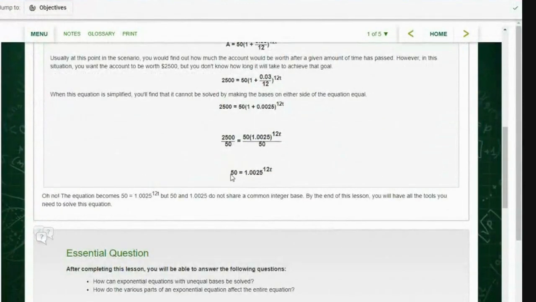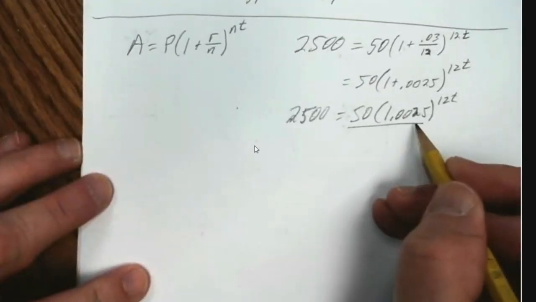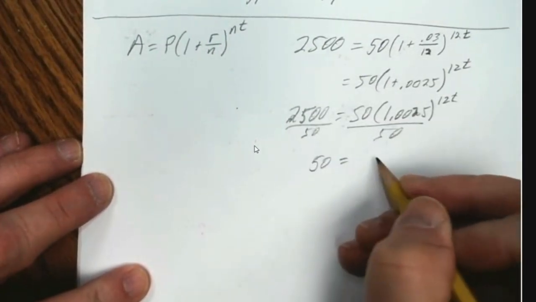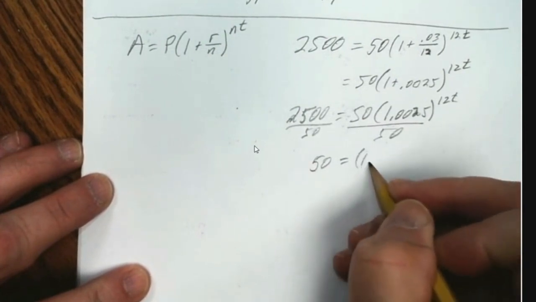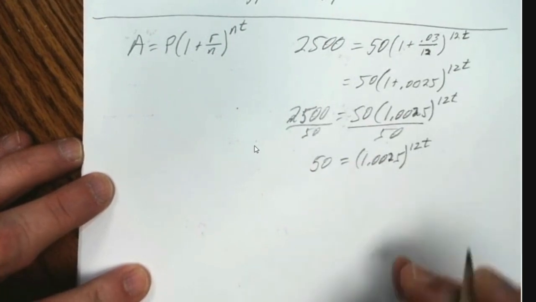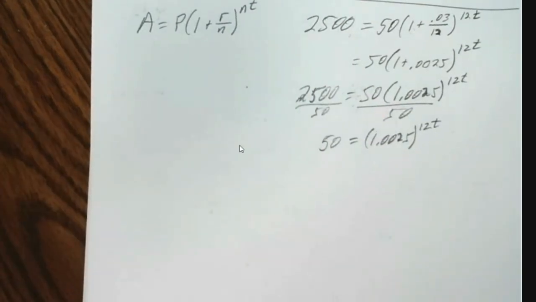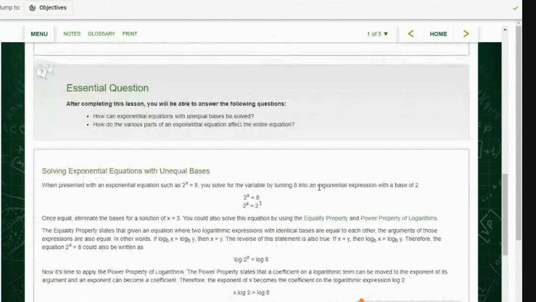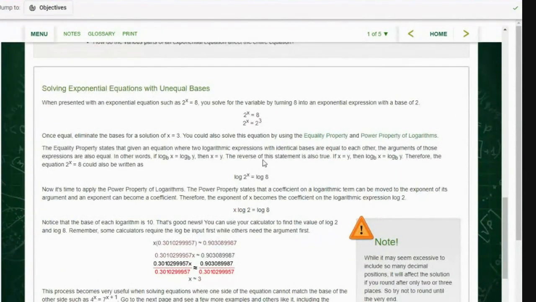So that's where they got it. Oh, yeah, we can divide by 50. I guess we could do one more step. I see what they did. Since this is being multiplied by 50, we can divide by 50 just to make it simpler. So this is 50 on this side, and this is 1.0025 to the 12t. Okay, that's as far as we can go. So how many years would that take to where that interest would equal the 50 over there? All right. Let's look at this, solving equations with unequal bases.